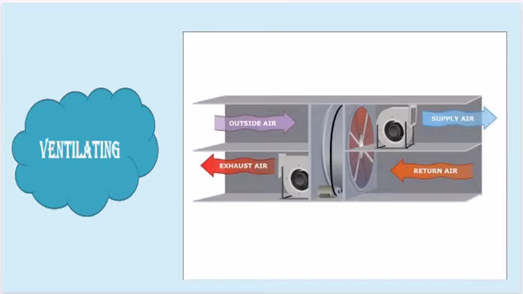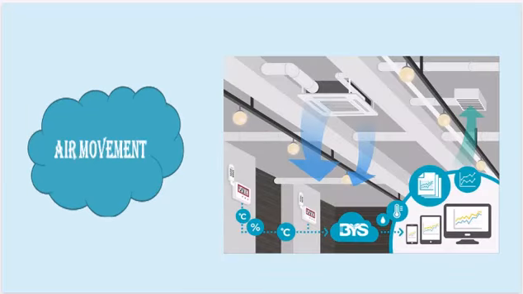Ventilating is the process of bringing in fresh outdoor air while expelling stale indoor air. This maintains healthy oxygen levels and reduces indoor air pollution. Finally, air movement ensures proper circulation throughout the building. It evenly distributes treated air and removes stale air, maintaining a fresh and pleasant environment.